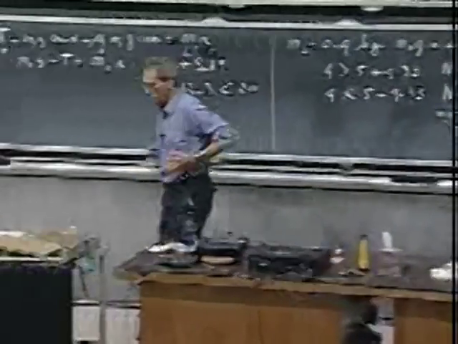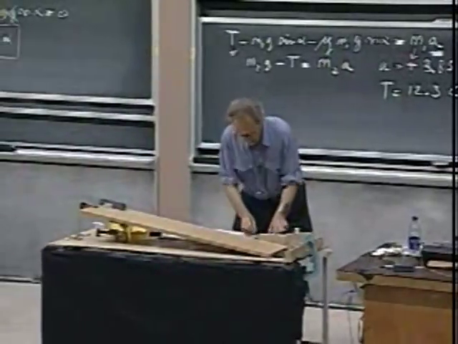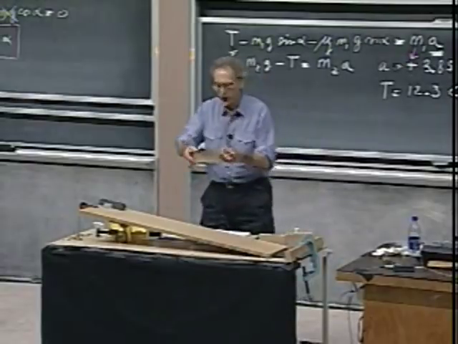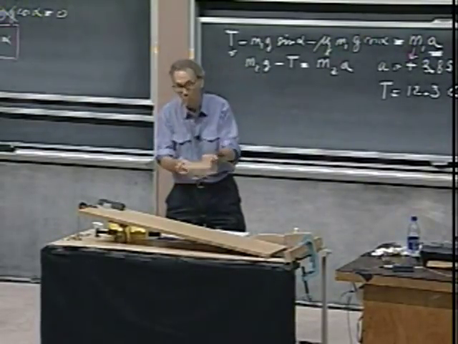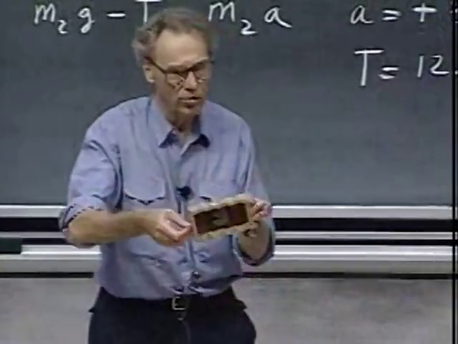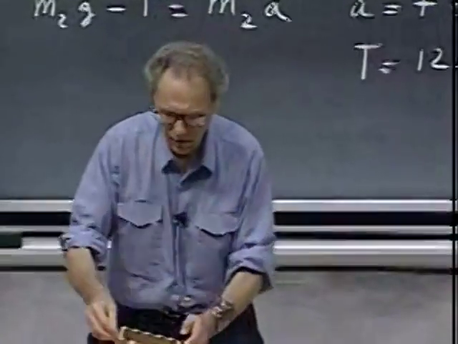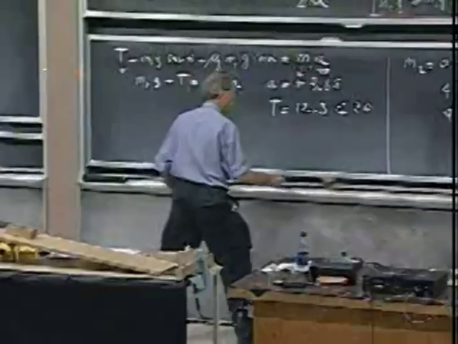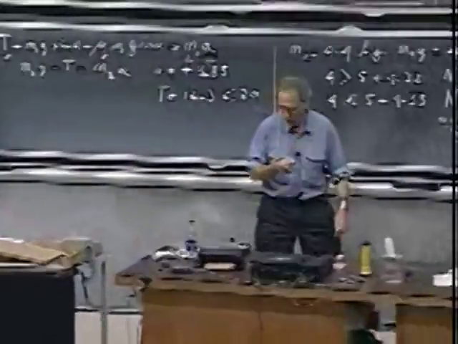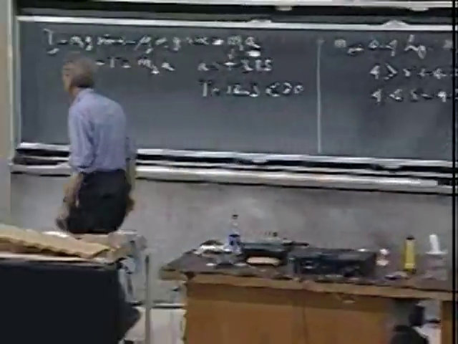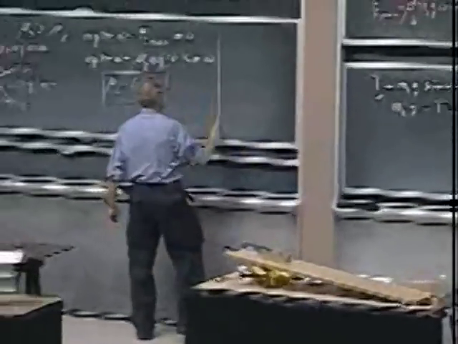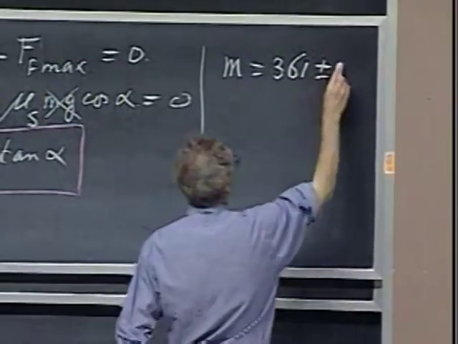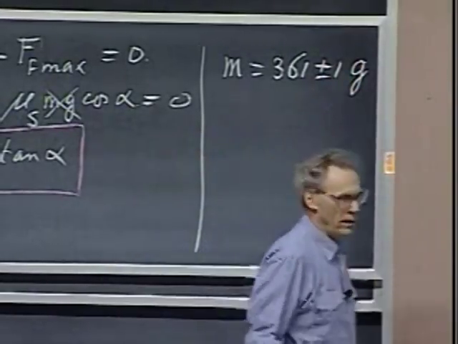And the object that I use for that is this box. In this box is a little weight that's not very important. It makes the whole thing 361 grams. So I want you to know that the weight of this object is 361 grams. I'll write it down for you here. So the mass of the object is 361. I'm sure that the uncertainty is at least 1 gram.